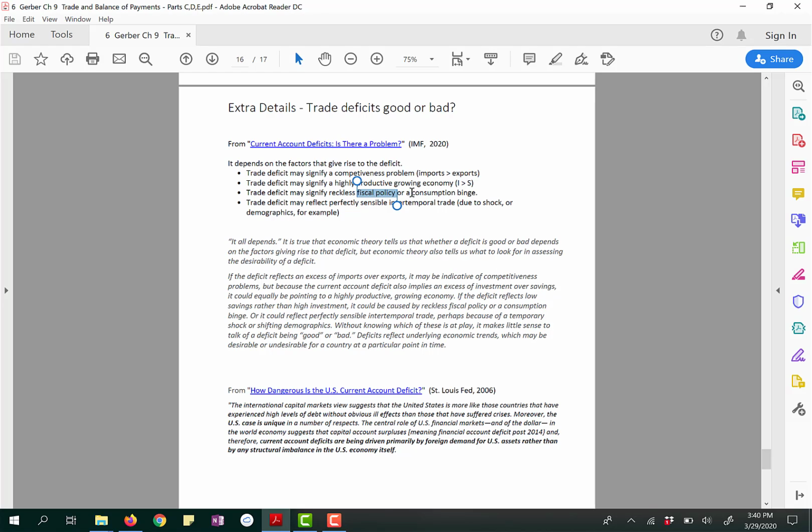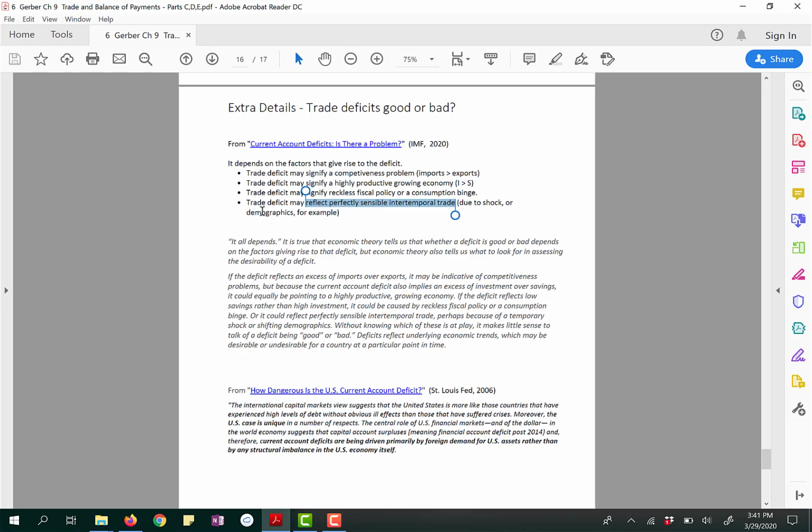Or it could signify a consumption binge. That essentially refers to a situation where the capital flowing in from abroad, instead of being used to finance productive investment, is essentially used for domestic consumption. A trade deficit may reflect the intertemporal trade that we just discussed recently.